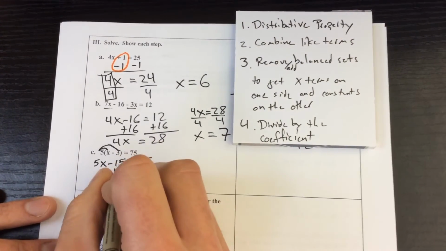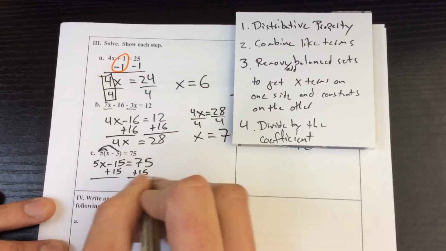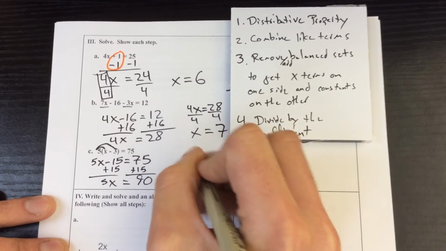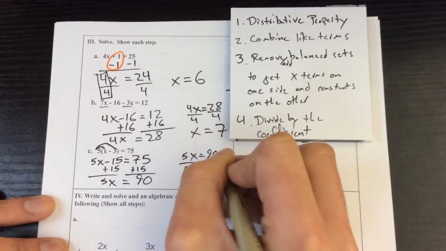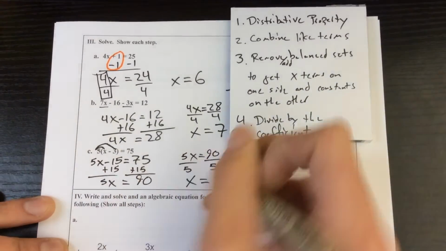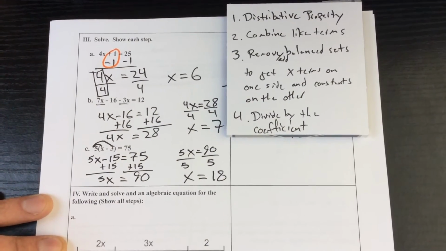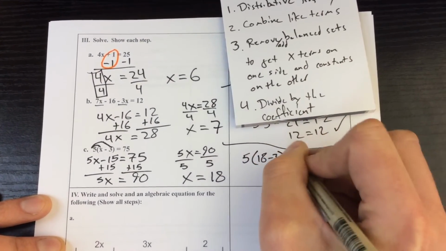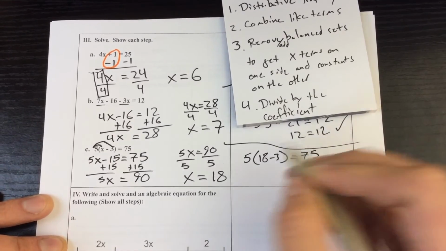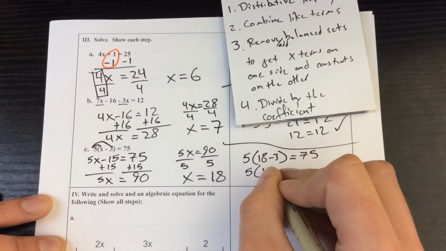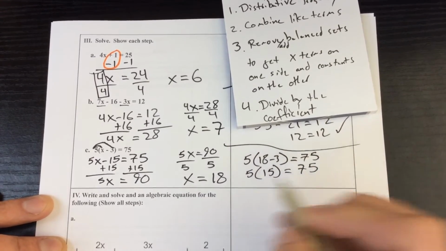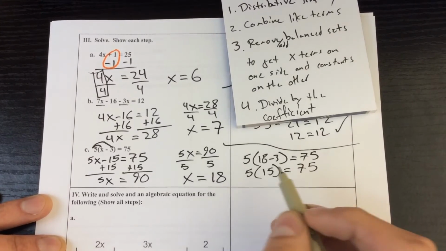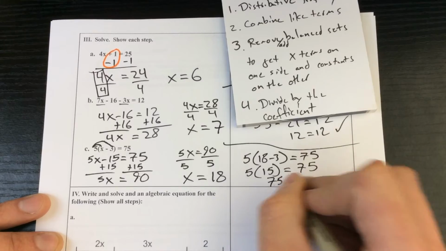So I'm going to add 15 to both sides. 5x equals 90. And then I'm going to bring it over here again. 5x equals 90. Divide both sides by 5. And x equals 18. Again, we could check it out. 5 times 18 minus 3. Does that equal 75? 18 minus 3, of course, is 15. And 5 times 15, 5 times 5 is 25. 5 times 10 is 50. 25 plus 50 is 75.